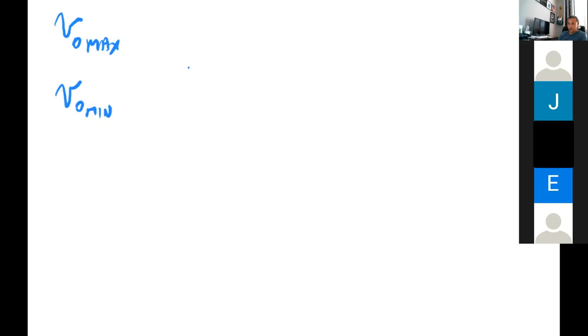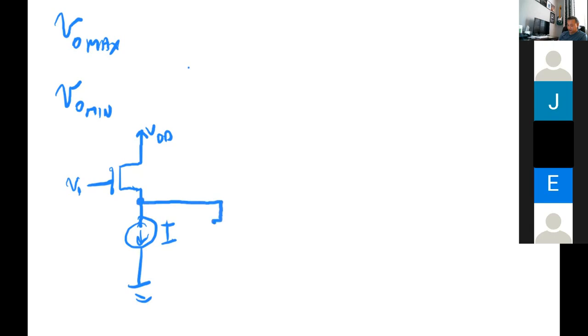the source follower, and I'm going to simplify the current mirror and say that the source follower has a VI and some bias current I, and that is provided by the current mirror that you saw in the figure. I'm not drawing that. And then we have RL here. Because what's important is, what are the maximum and minimum voltages that you can get for this current amplifier?